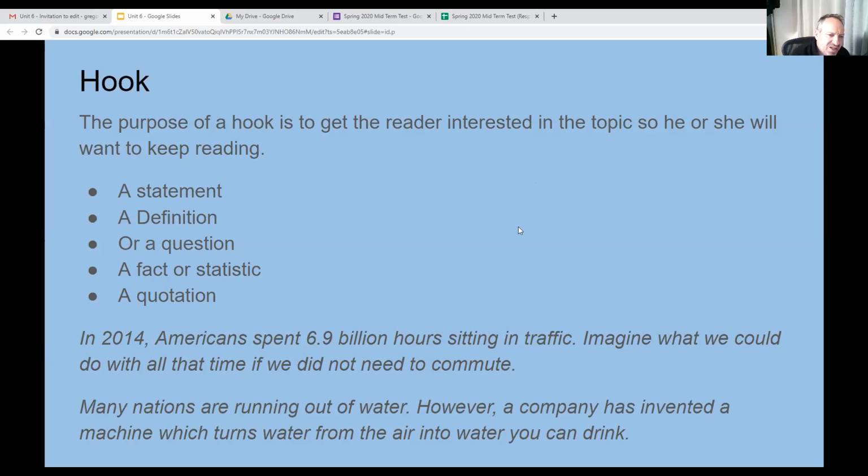So it can be a statement, a definition, question, a fact or a statistic, or a quotation, of course, direct speech. Some examples: in 2014, Americans spent 6.9 billion hours sitting in traffic. Statistic: imagine what we could do with all that time if we did not need to commute. Yeah, it's a question. Many nations are running out of water. However, a company has invented a machine which turns water from the air into water you can drink. Yeah, so again, it's giving some statements, some interesting information that is easy to remember.